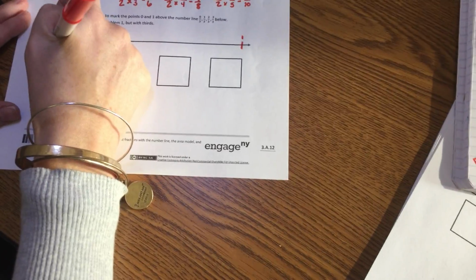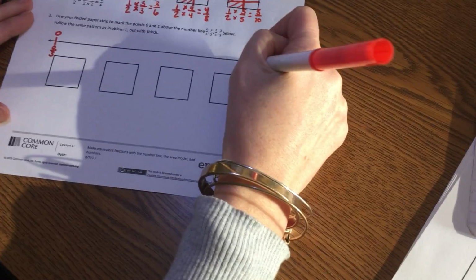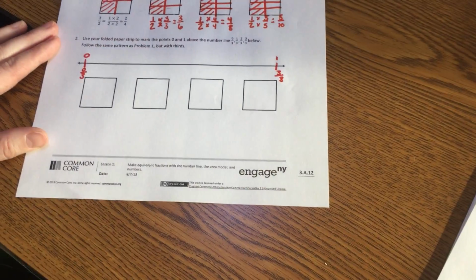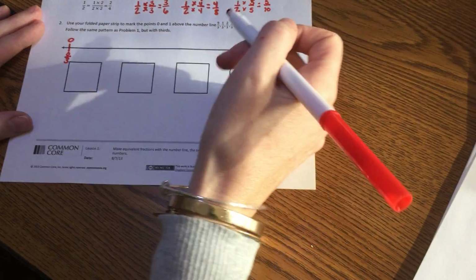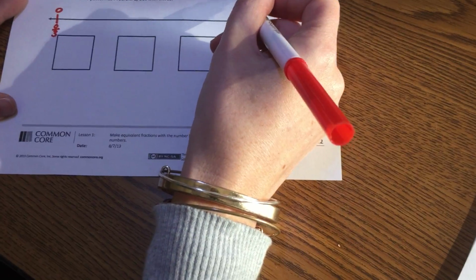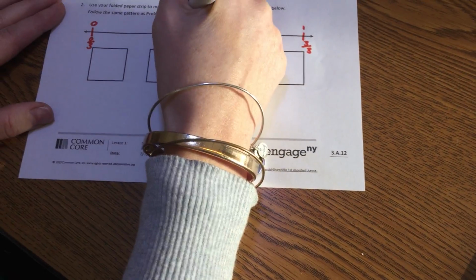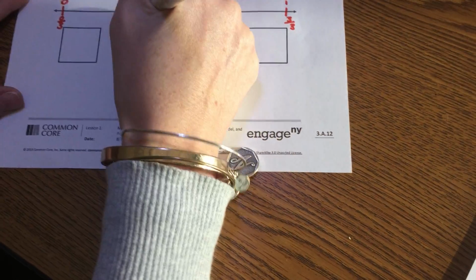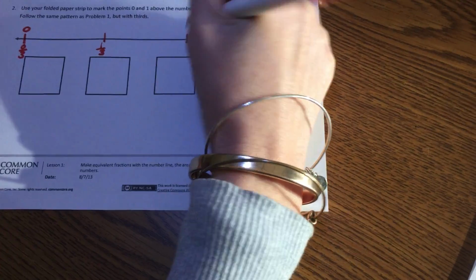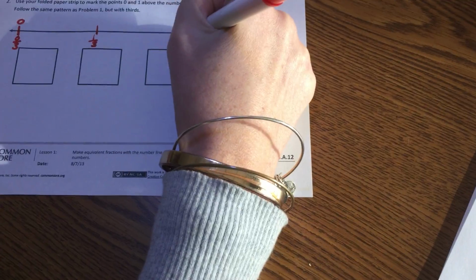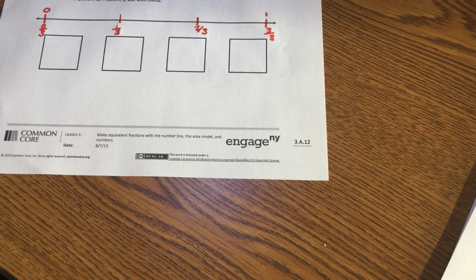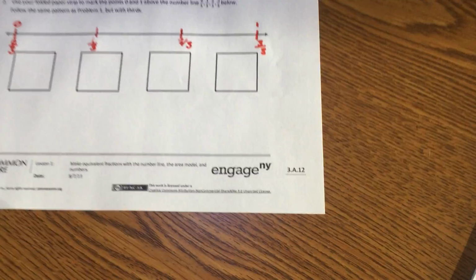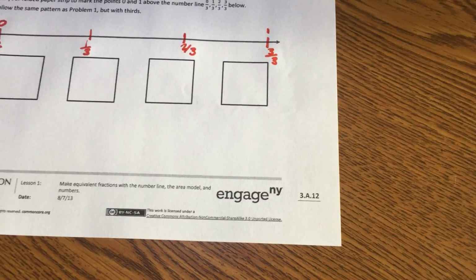So we know 0/3 is equivalent to 0. We know 3/3 is equivalent to 1. And then I kind of have to guess my best to get in 1/3 and 2/3. So we're just kind of eyeballing here to place it in the right spot. So I have 1/3, and then right about here would be my 2/3. We try to get them as equal distance apart as we can, but it's not going to be perfect. So we just do the best that we can.